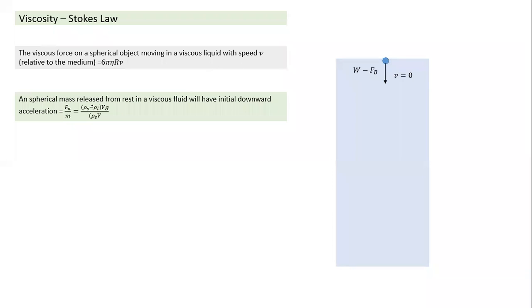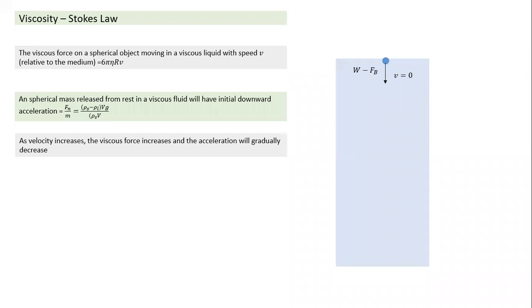If you write the net force, it is (ρs minus ρl) into V into g. So this is the weight, and this is the weight of the liquid displaced, the force of buoyancy, divided by mass, ρs into V. So you can easily find the downward acceleration. As soon as we release it, the velocity is zero, and this is how the force is. And where is the viscous force right now? The velocity is zero, so viscous force is also zero.